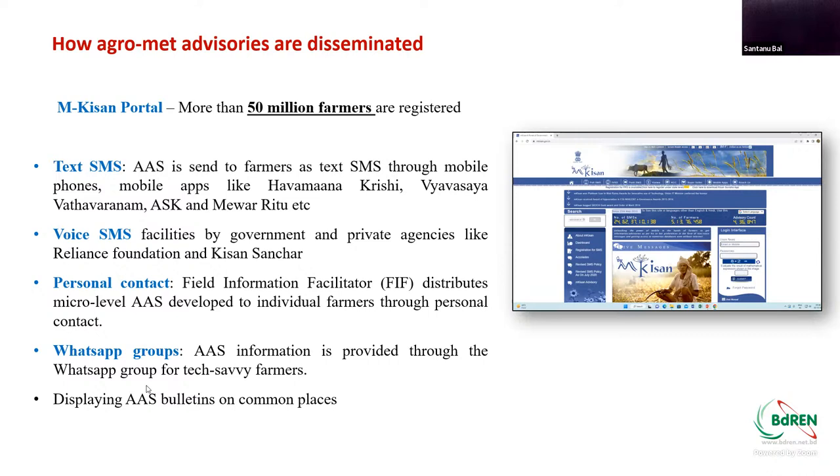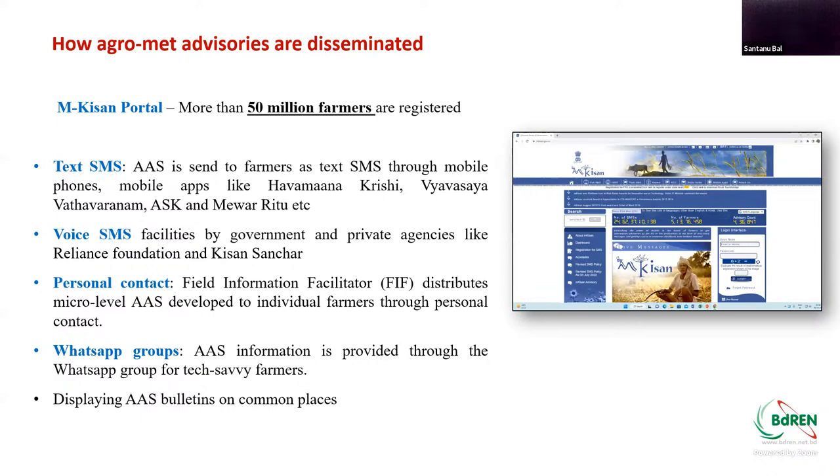And besides, there are many other modes where we disseminate these agromet advisories. In the case of the AIM Kisan portal, we push it in text SMS mode. There are some voice SMS also, and there is personal contact through different private players, like Reliance, Kisan Sanchar, and then a personal contact mode is also there. And there are many WhatsApp groups created by different SAUs and the scientists involved in these agromet advisories. Also, some of the agromet advisory bulletins are placed in common places like village panchayats and all those things. So these are different ways that agromet advisories are being pushed to farmers in India.